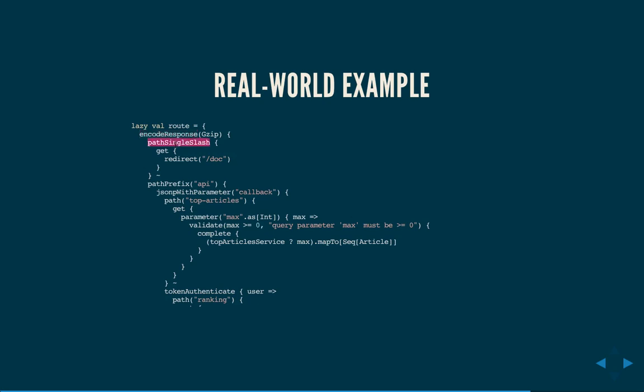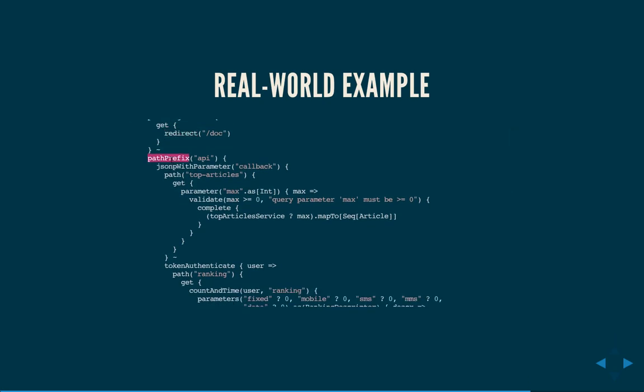So inside of this, we have this selector that just says, okay, if the path is just a single slash, so if it's the root, then we want to serve GET requests with a redirection to /doc, which just gives back, in this case, a 301 response to the client, which is a redirection. Then all requests that start with API go in here. We do JSON P, which is already supported by Spray with this parameter, and then /API/top articles responds to GET requests with the logic in here.